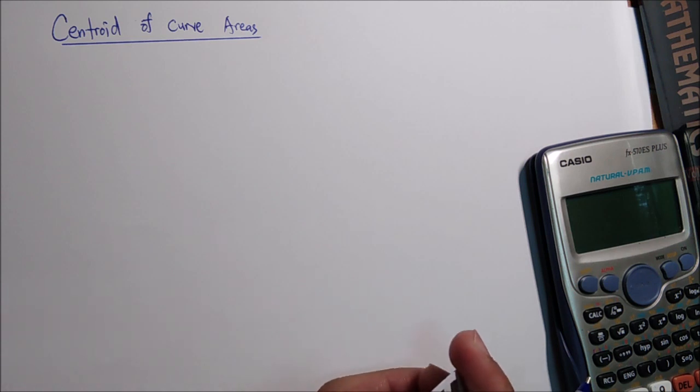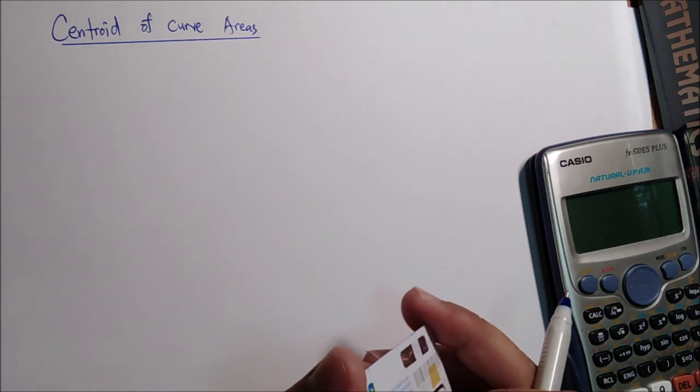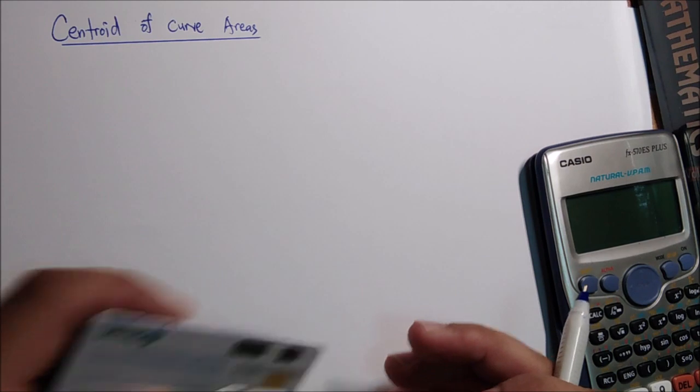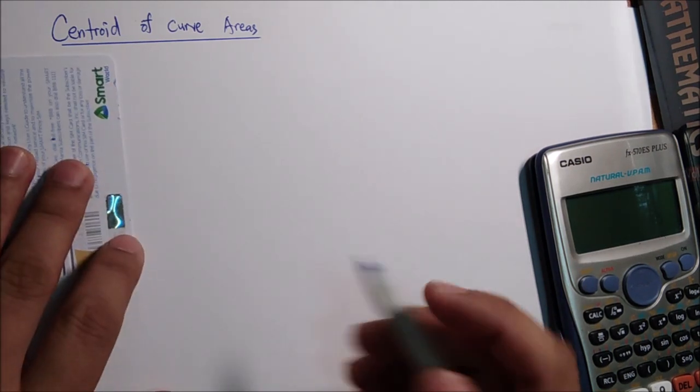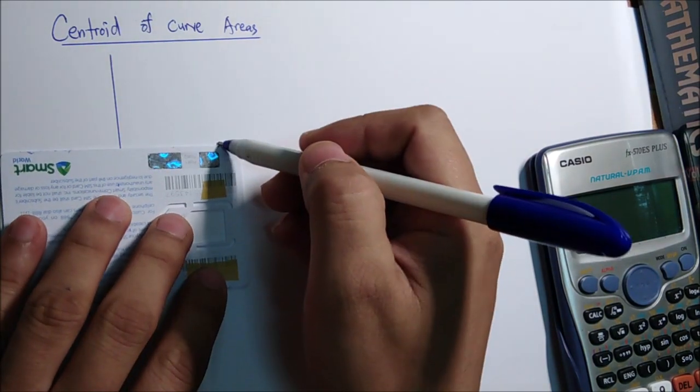This is a continuation of our previous discussion related to centroid of areas of plane figures. Now we will discuss centroid of areas bounded by curves. It's the same thing, we will use the analysis for a vertical and horizontal strip.